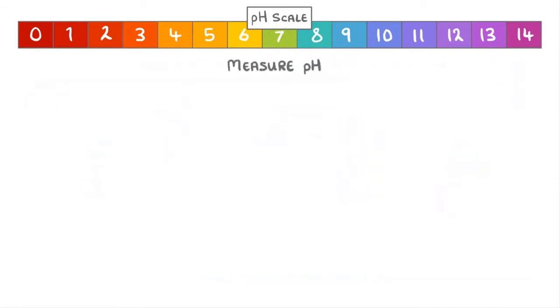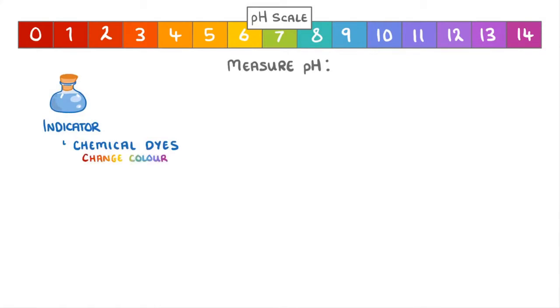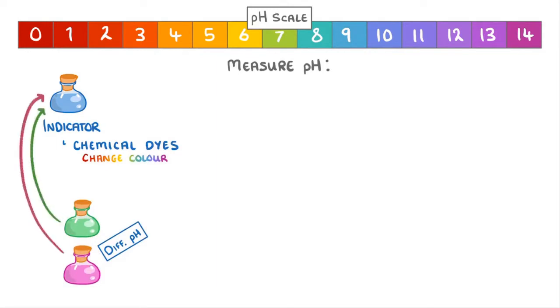Now we can measure pH in a couple of different ways. One is to use some kind of indicator, which are a group of chemical dyes that change colour depending on the pH. And different indicators will change colour at different pHs. Some indicators contain a mixture of these different dyes though, so their colour will slowly change across a wide range of pHs. So we often refer to them as wide range indicators.